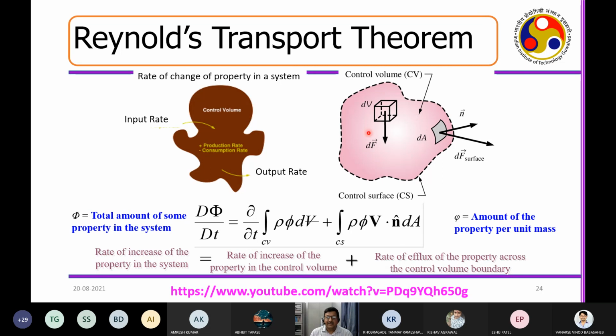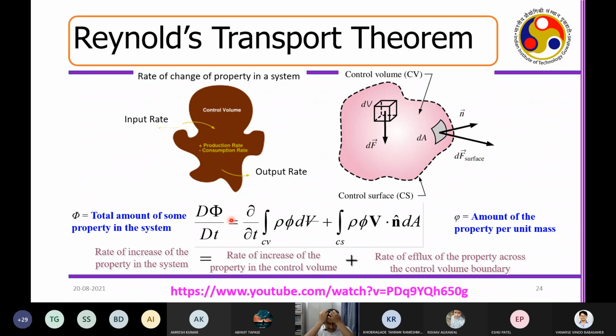Whereas for whatever is coming in and going out, you are first creating a differential area dA, and you are integrating over the entire surface to note how much has come in and how much has gone out. So this is nothing but the rate of efflux of the property across the control volume boundary. Phi can be any property like mass, momentum, energy, entropy, enthalpy, internal energy, kinetic energy.